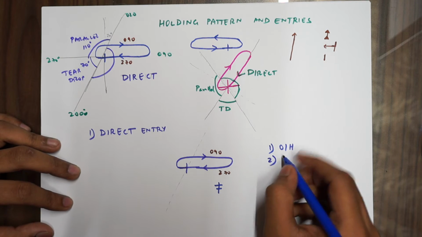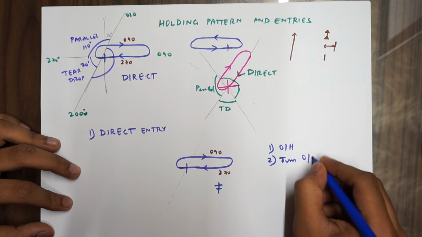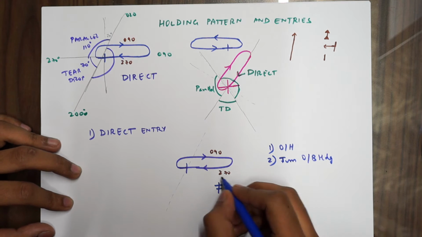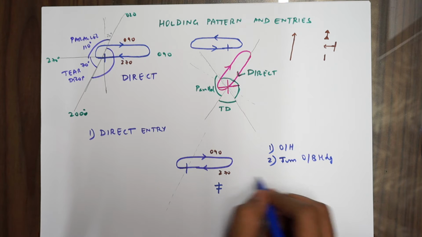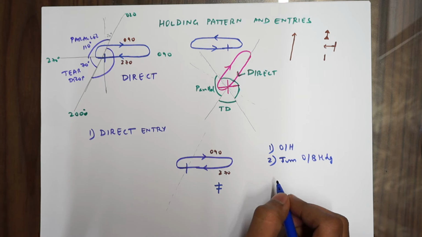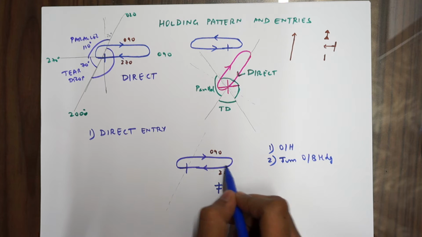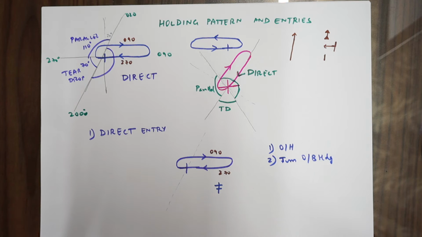So proceed overhead and turn outbound heading. That's all about it. Before you actually approach, you can obviously set 270 on your VOR needle if you're flying with an HSI, or depending on the type of aircraft, you can just set 270 into your course window, and once you are here, you intercept it and then fly the hold. Okay, that's direct entry. It's quite direct actually.